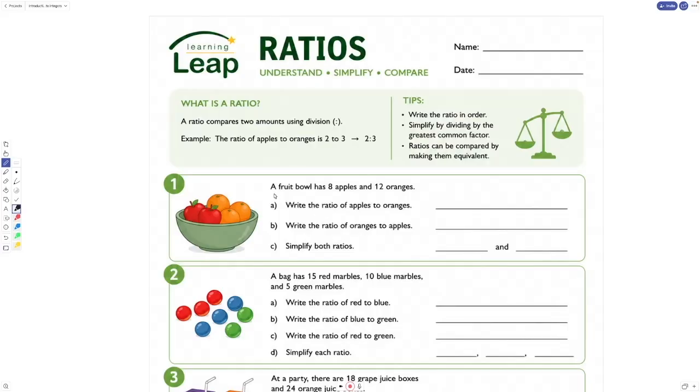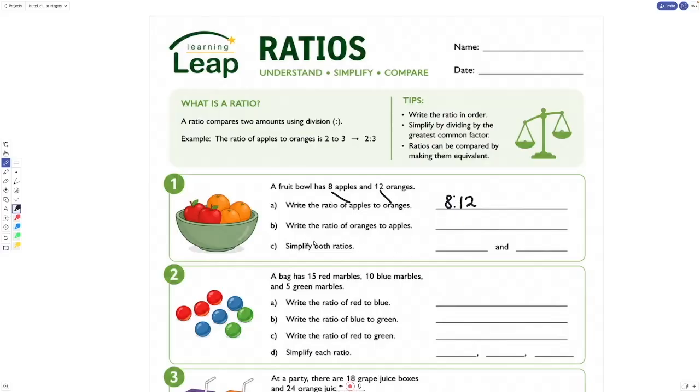So here it says a fruit bowl has 8 apples and 12 oranges. Write a ratio of apples to oranges. So what you're going to do is match the numbers to the names. So 8 is going to be for the apples and 12 is going to be for the oranges, right? What is the ratio? 8 dot dot 12. Think of it as fractions. Pretty much the same thing, except you have a dot dot in the middle, a colon, and you go from there.